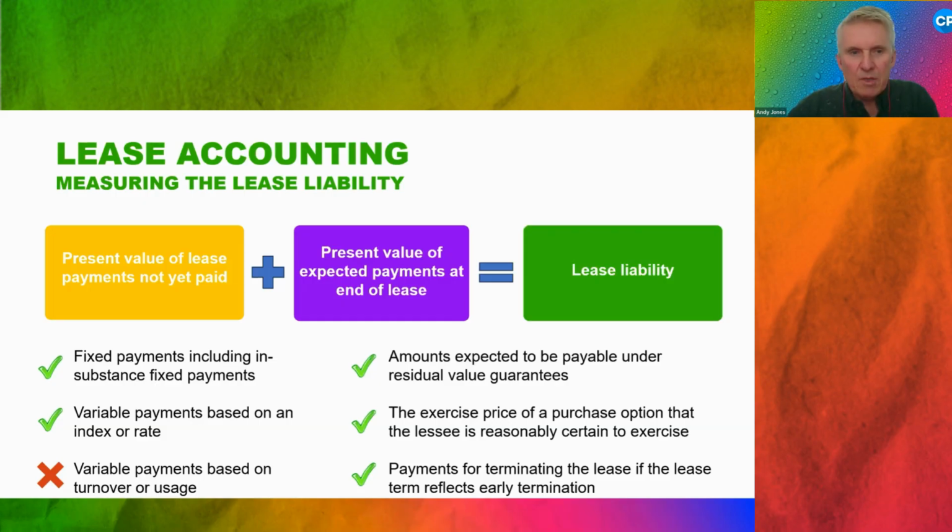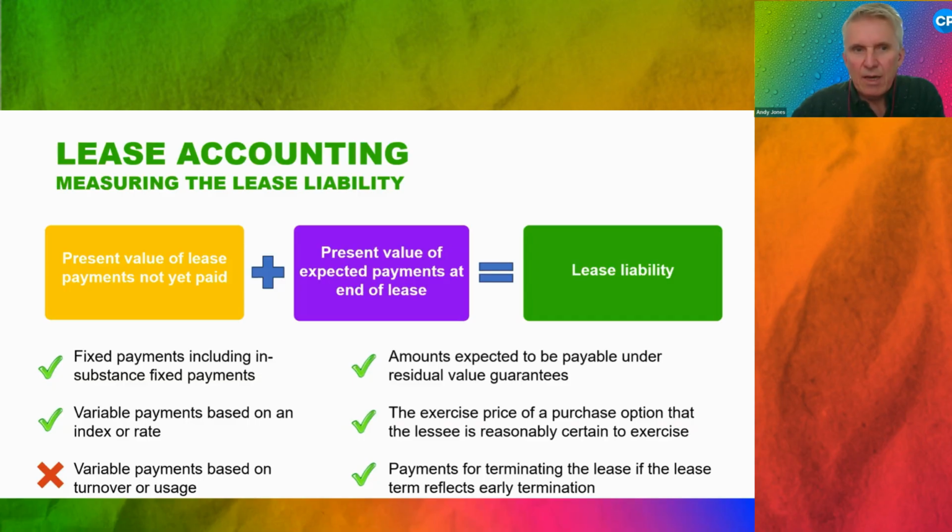With the payments that you factor in, you've got to include any fixed payments under the lease, and any variable payments where those are based on a particular index or rate. But you don't include any variable payments under the lease that might be based on turnover or usage. Also, as I've said, any amounts expected to be paid under residual guarantees, any purchase options, and any options around terminating the lease as well.